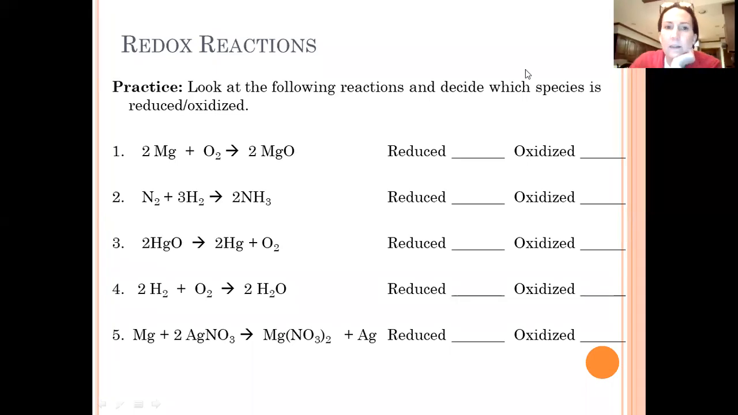Hey guys, this is our third day, I think, of electrochemistry. We're going to talk about how to identify if things are oxidized or reduced, and then we're going to talk about how to balance half reactions.